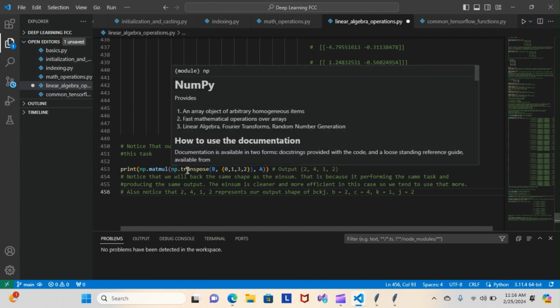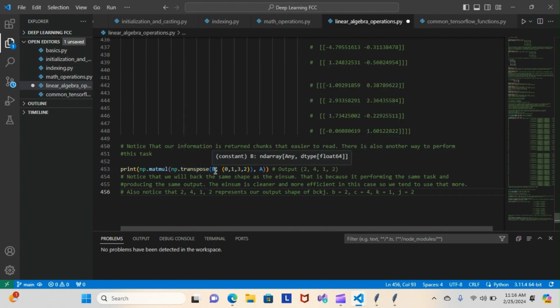So we have the numpy dot transpose B, which means we transpose the B. We have the O1, which is our fixed location. And we have the 3, 2, letting them know that we wanted to transpose it. So instead of 0, 1, 2, 3, we have 0, 1, 3, 2. And then we have the A matrix, letting them know that we wanted to multiply this by A. And we got this shape here.